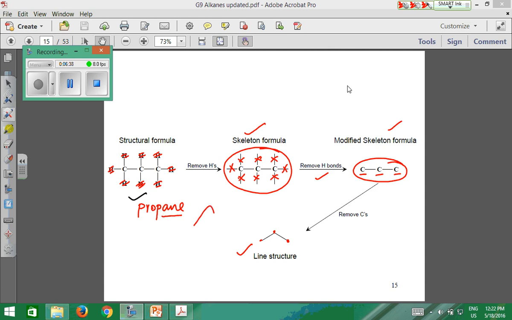For example, if I write like this, what is the name of this? 1, 2, 3, 4. So it's butane. Easy? It's butane. If I want to write this, now 1, 2, 3, 4, 5, 6. Hexane.